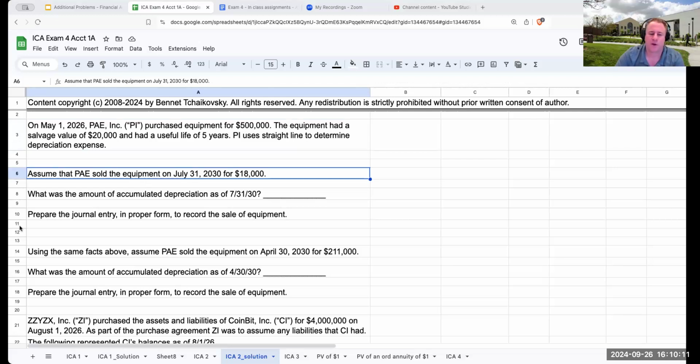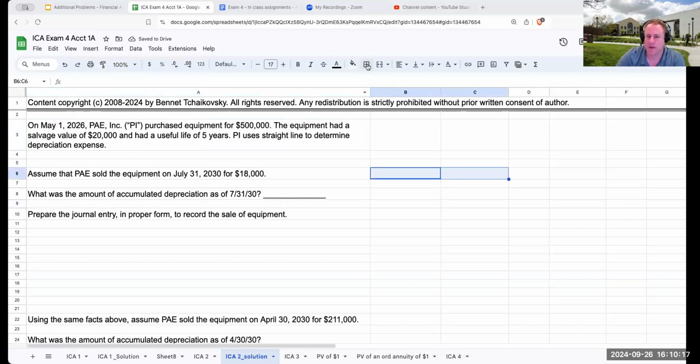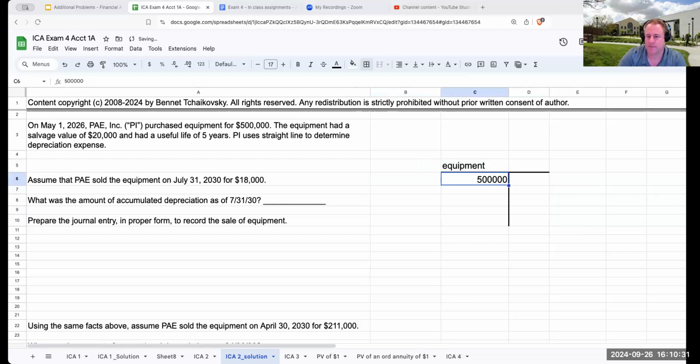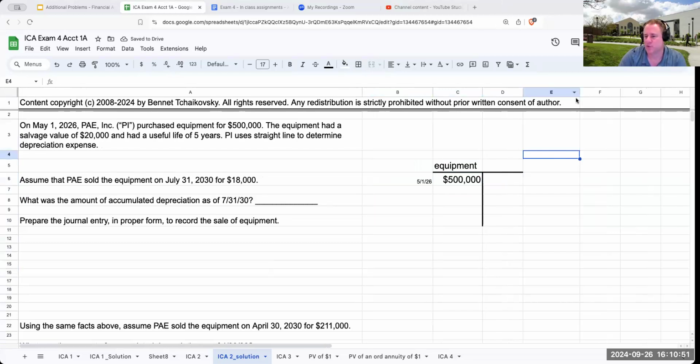Okay, so let's go through and talk about this. When the asset was originally acquired, we have equipment. When this asset was bought, it was bought for 500,000. We would basically say here 5/1/26, we would debit equipment and credit cash, maybe credit notes payable, whatever it might be. But that's what we did to purchase the equipment.